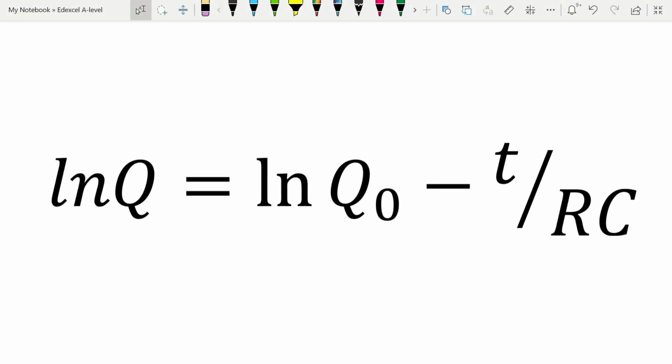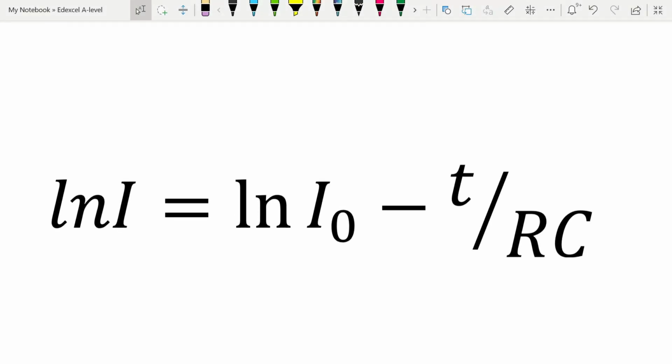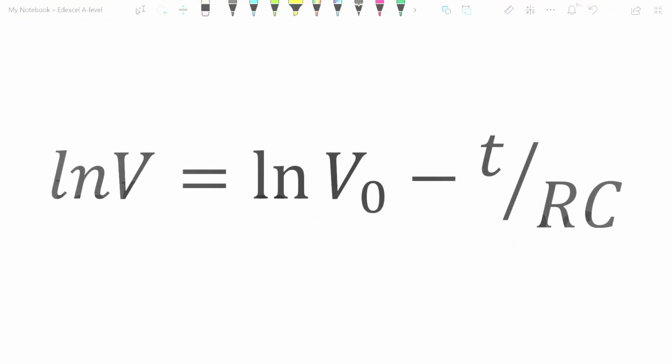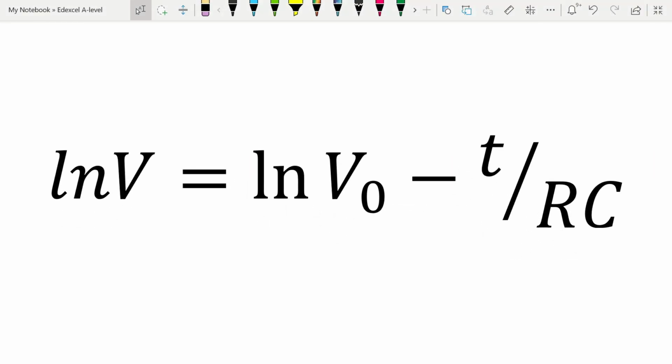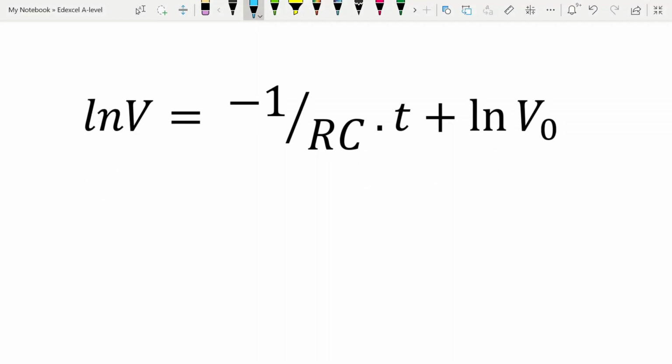ln Q equals ln Q0 minus T over RC. And of course, we could do the same thing for our current, giving us ln I equals ln I0 minus T over RC. And for our voltage. And this is the one we're going to work on. I'm going to rearrange this equation slightly so that it looks more of a format that we can recognize. And I'm rearranging it to this. And the reason that I'm doing that is because, as usual, we like nice, straightforward, straight line equations.